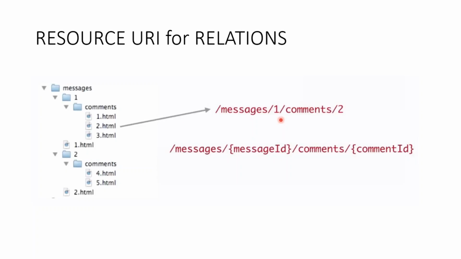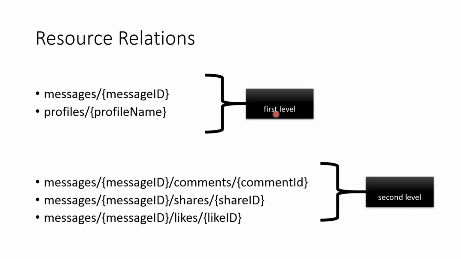Yes. So if you see over here, message slash message ID, comment slash comment ID. That is, you are requesting message two that is posted by user one under messages. So directly you get messages slash message ID or profile slash profile name. This is called the first level. And then messages slash message ID slash comment ID is called the second level. Clear with this?